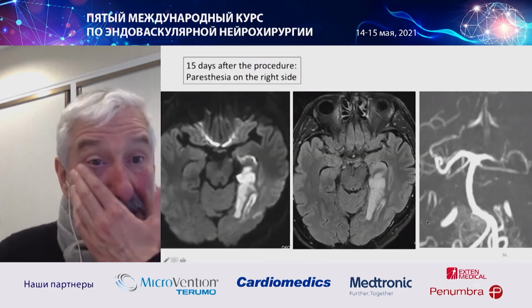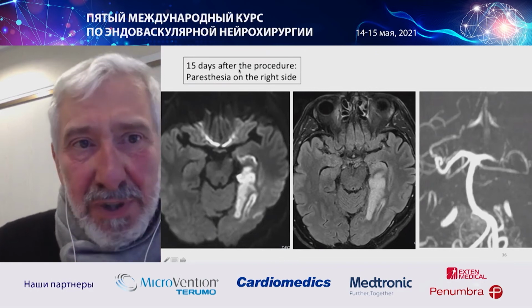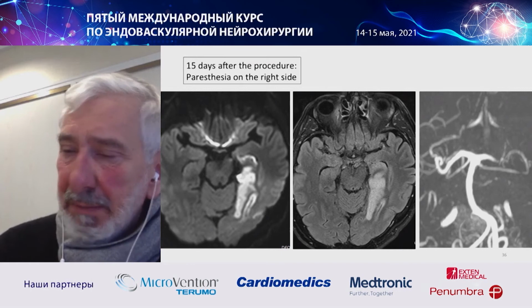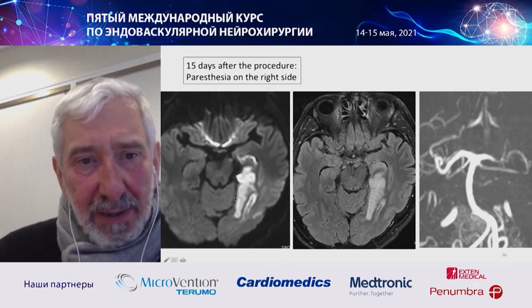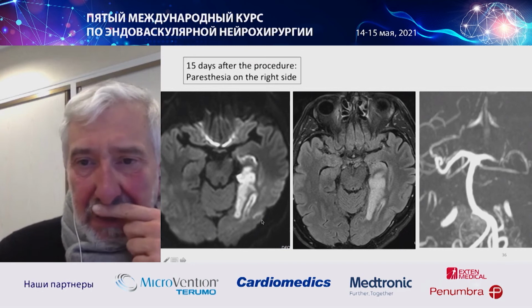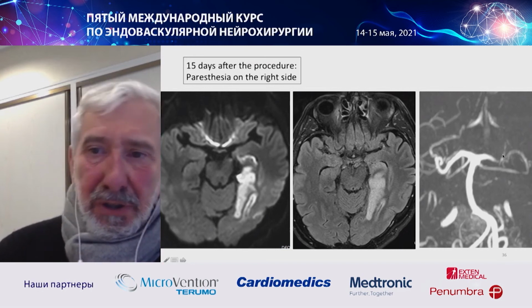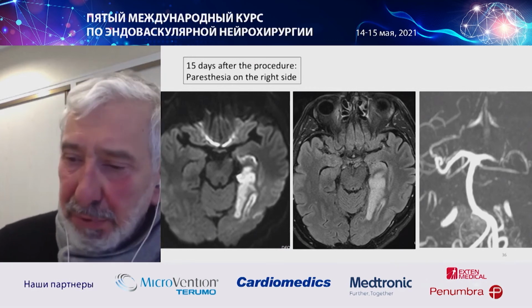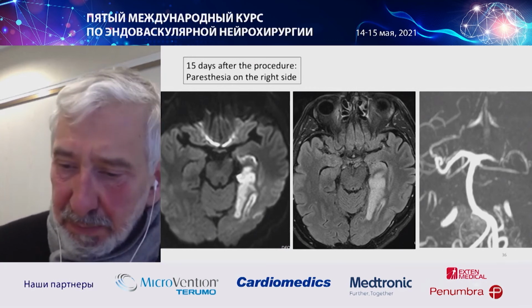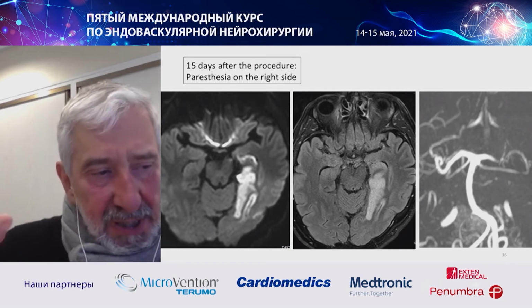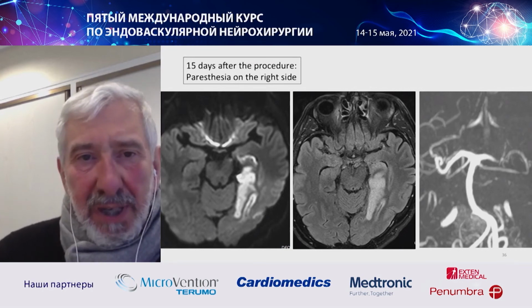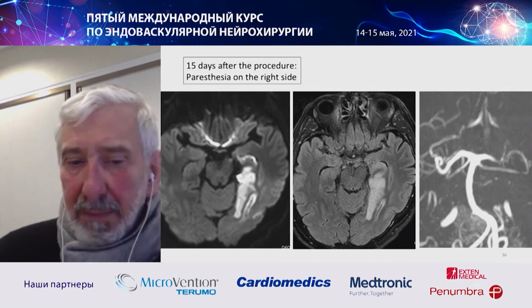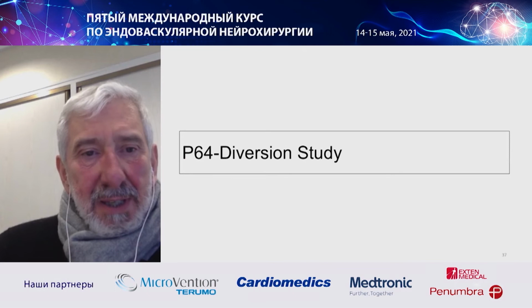It's okay, but 15 days after the procedure, we had paresthesia on the right side, and we did an MRI showing this ischemic lesion in the PCA territory, and there was an occlusion of the P2, P3 segment. I think it was an error to put 3 flow diverters in the P2, P3 segment, which is not so large. So it's the reason why we had this ischemic lesion. By the way, the patient is doing well, but still, I think it's a mistake.